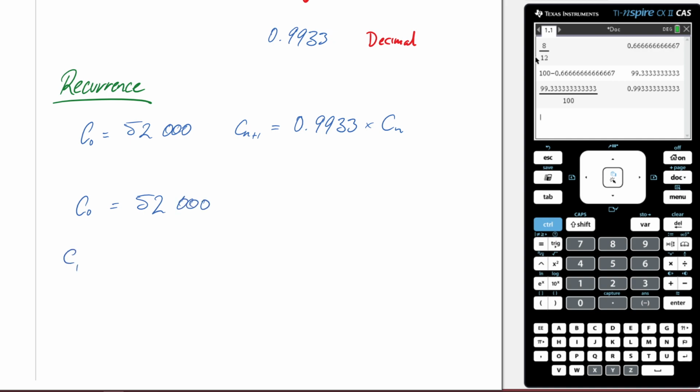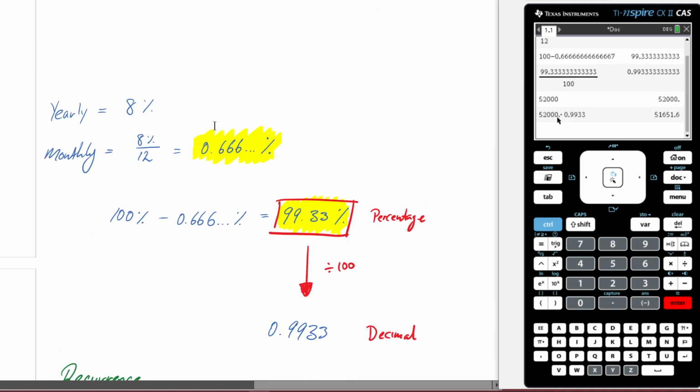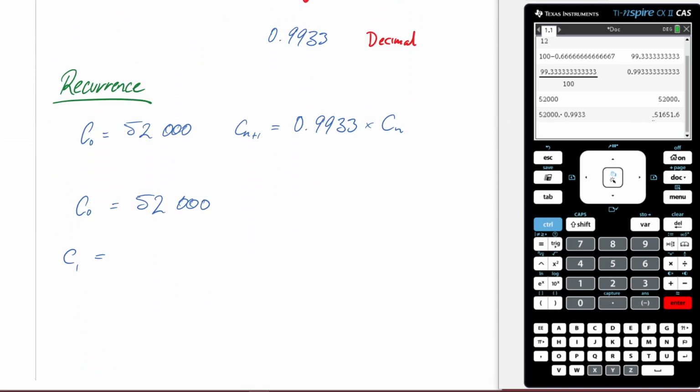What is C of 1? So after 1 month, I'm going to take 52,000, hit enter, times it by 0.9933. So after 1 month, I have lost 0.66% of the value, which means it's now worth 51,651.6. So it's now worth this.